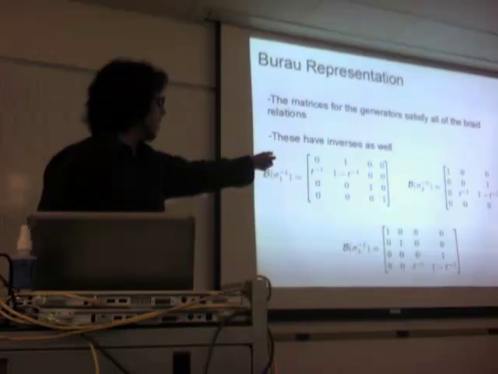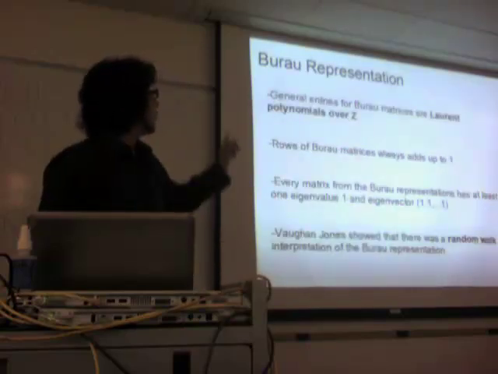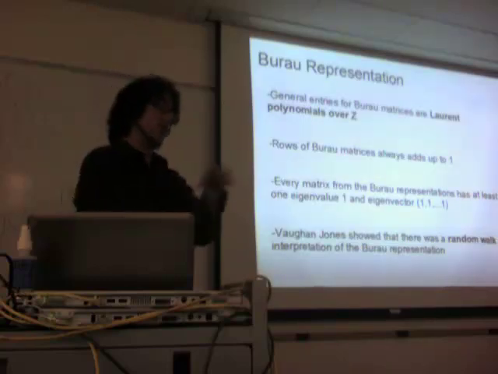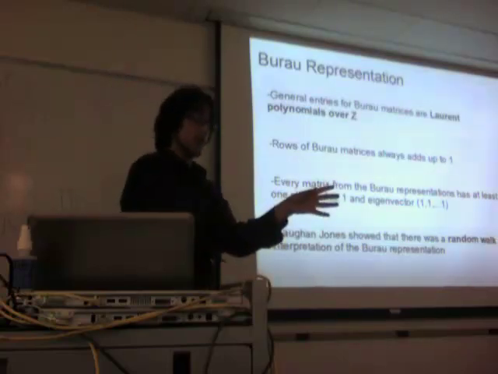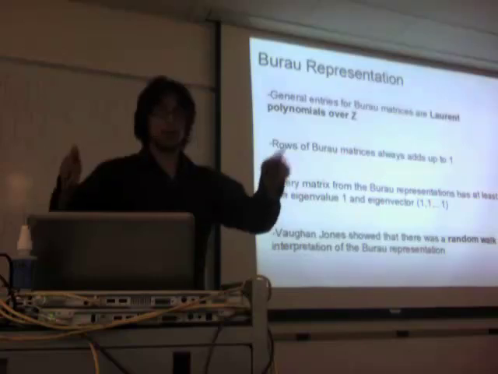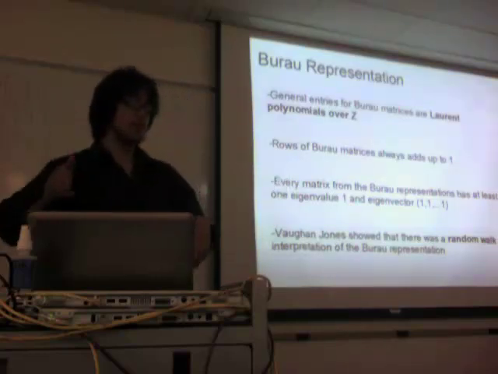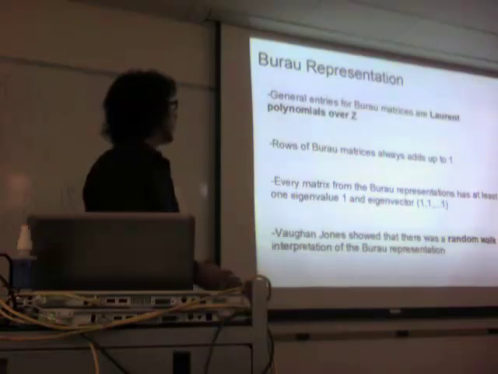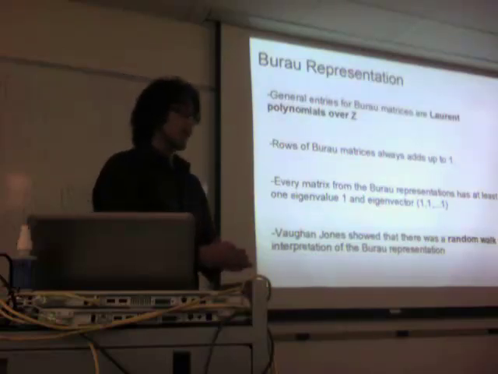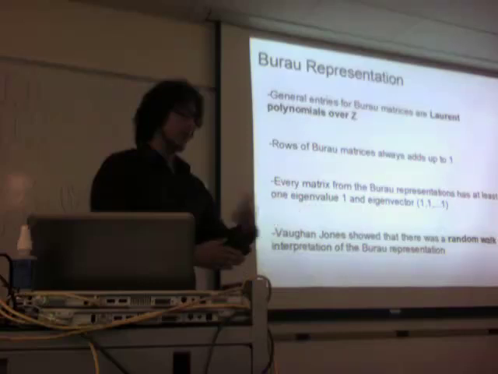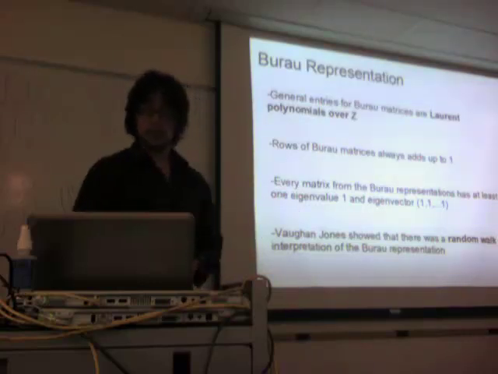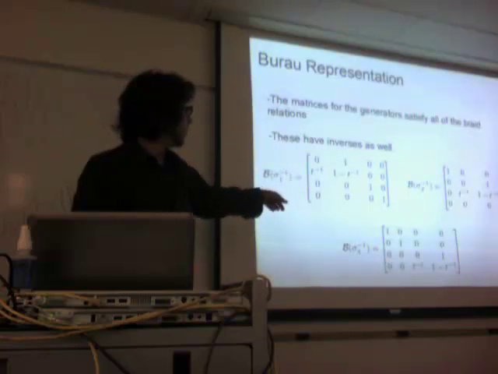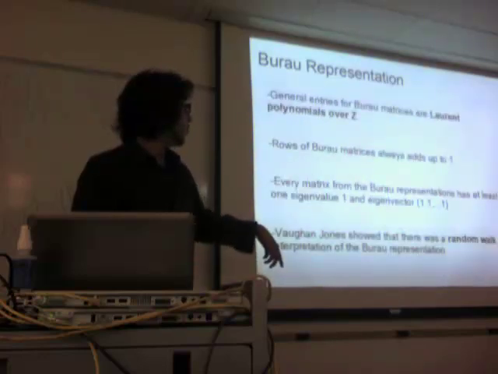Again, notice that they have inverse powers of t. So in general, the Burau matrices' elements are what are called Laurent polynomials over the integers. You're going to have polynomials with powers of t and powers of t inverse, and the coefficients are always going to be integers. Another weird thing is that the rows of these Burau matrices always add up to 1. If you notice, they do, even in this case. And even when you multiply, that is preserved.